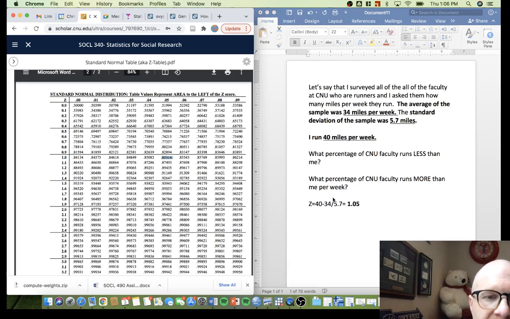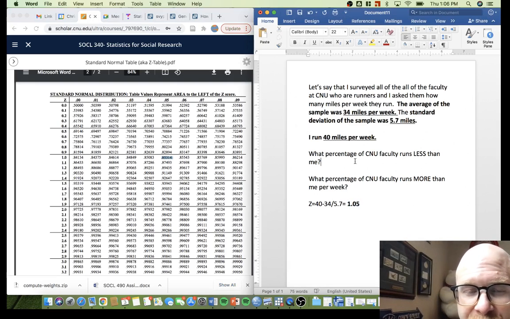This tells me the proportion of people in the sample that run less than I do per week. Not to toot my own horn, but I do run about 40 miles a week. And if the average CNU faculty member were to run 34 miles per week with a standard deviation of 5.7, it would be the case that 85.31% of the sample runs less than me.